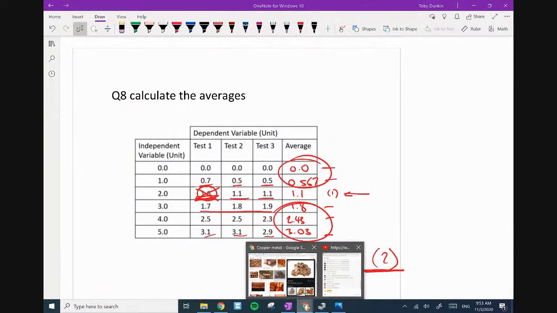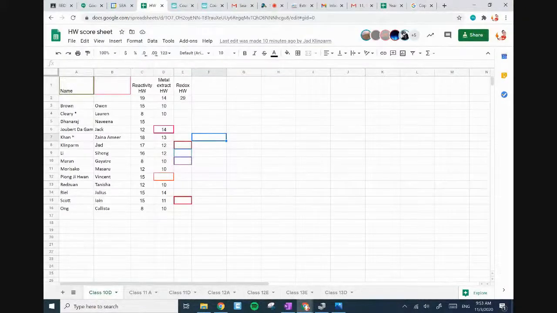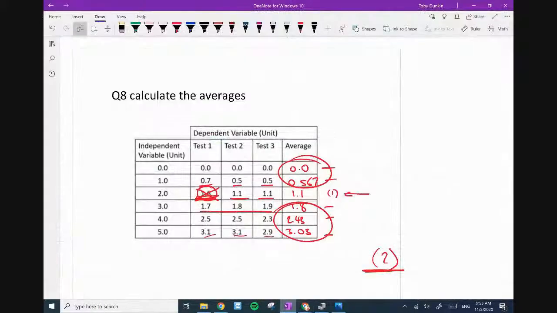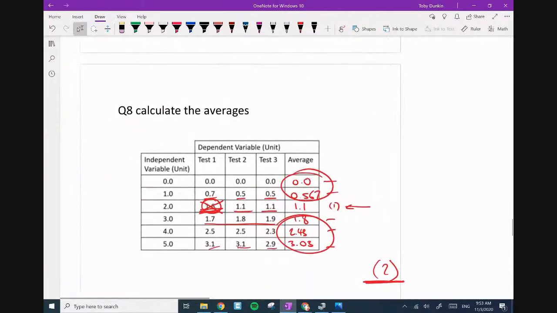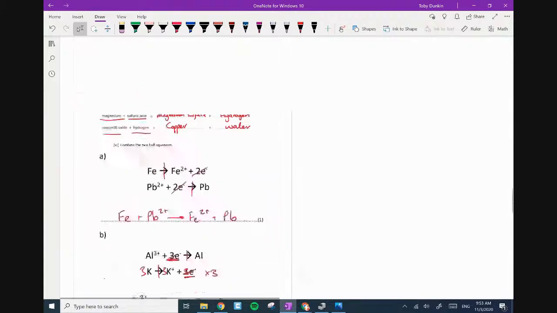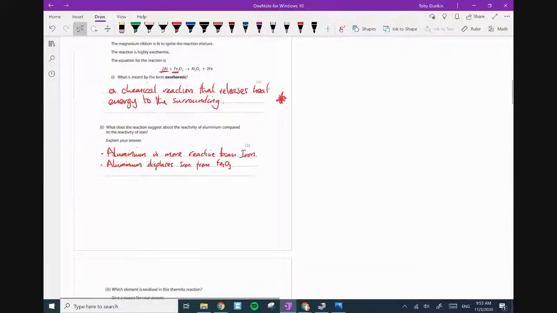Right, guys, you can now fill in your data table, your homework table. It's out of 29. You can add them in. If you can do that by the end of the lesson, that would be grand. Right, and guys, I'm now going to crack on with my lesson today.